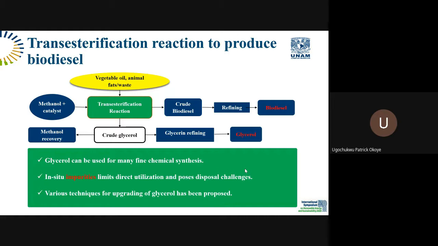Glycerol as well is a platform chemical with various advantages. In fact, it can be used for many fine chemical production and also polymer production. However, the problem with glycerol is the in situ impurities. For instance, methanol, which is a low boiling point material, so disposal challenges are always encountered. And this crude glycerol obtained from biodiesel production is very cheap compared to the refined one. Hence, one has to find a way to upgrade this glycerol or to utilize it directly.